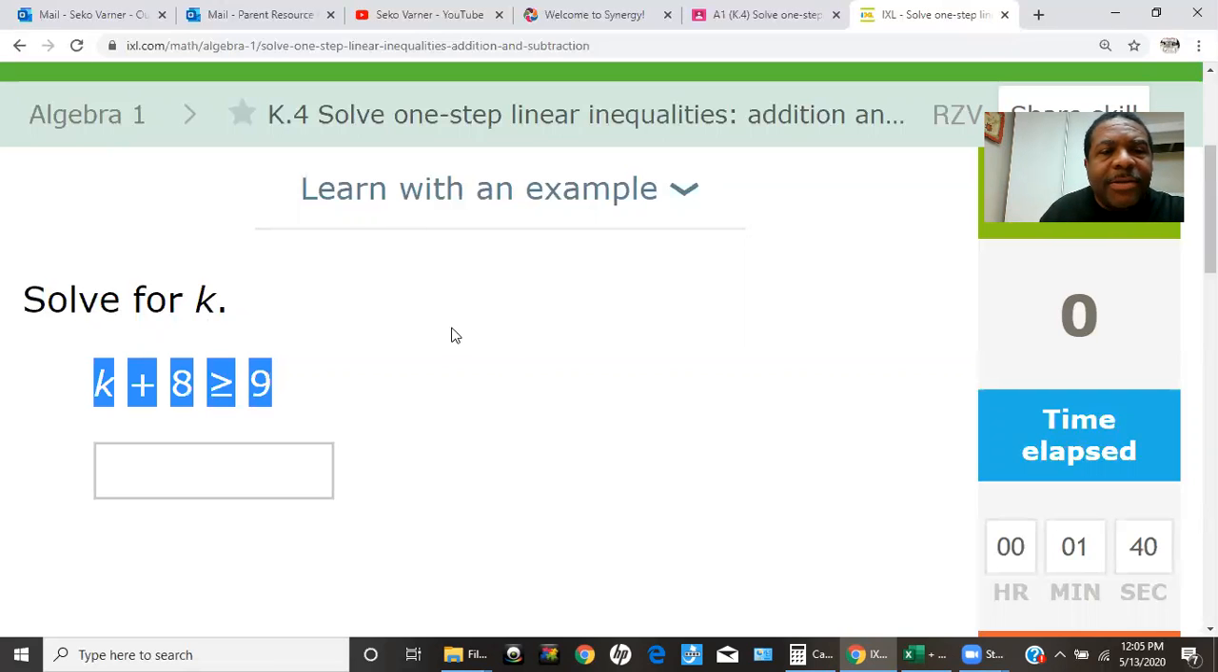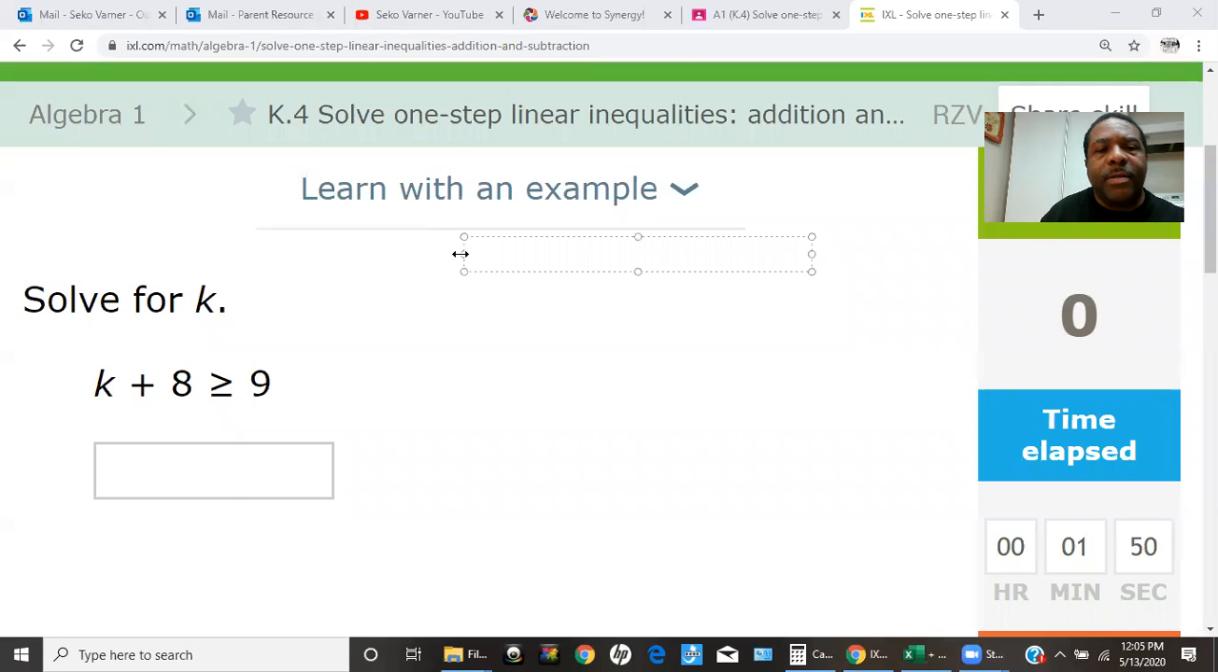K plus 8 is greater than 9. Well, one of the ways I like to teach is that we start off by typing it out ourselves. Or I'm saying typing, but I actually mean writing. There's something about writing. When you write it, it just makes things a little easier for you to remember. I'm not sure what that magic is, but there's something in writing. So K plus 8 is greater than or equal to 9, okay?